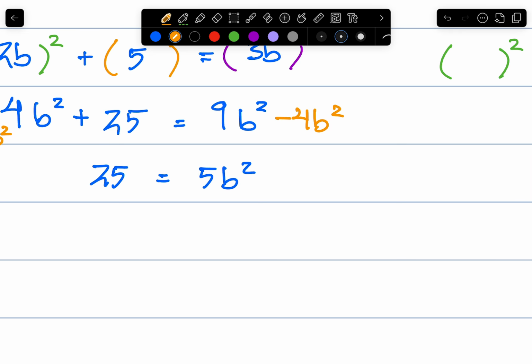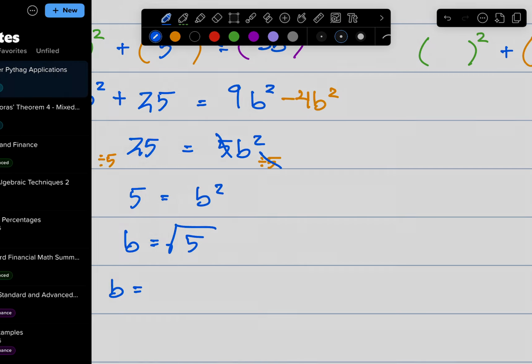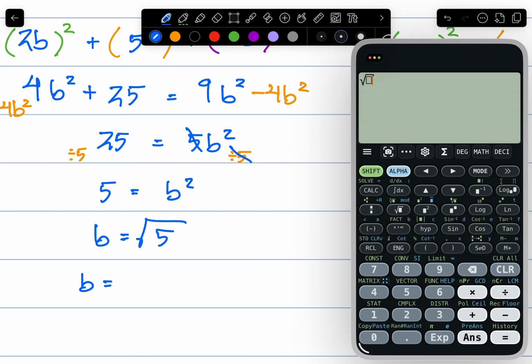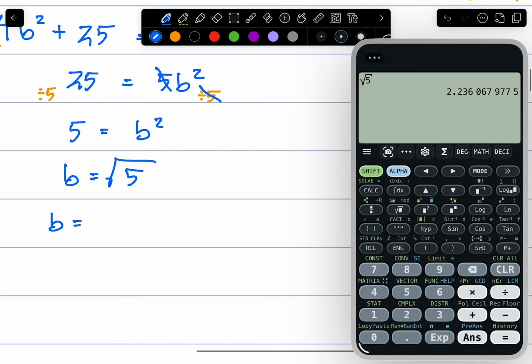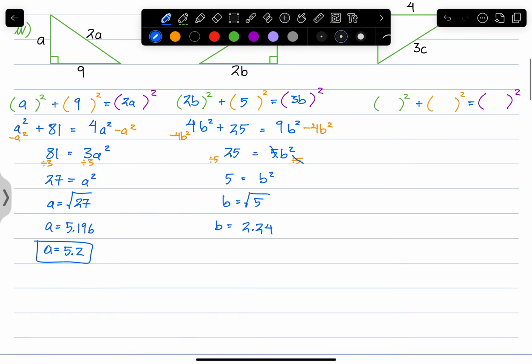And from here, it's just an equation that we solve. We divide both sides by 5. That cancels out the 5. 25 divided by 5 is 5, so b squared equals 5. We can solve for b by taking the square root of 5. Square root of 5 is 2.236, which I'm going to round as 2.24. And there we have it.